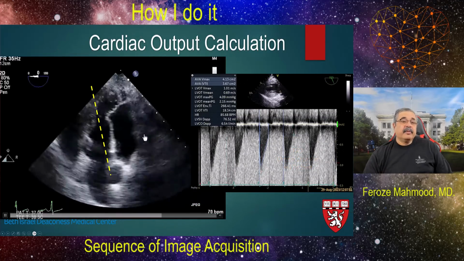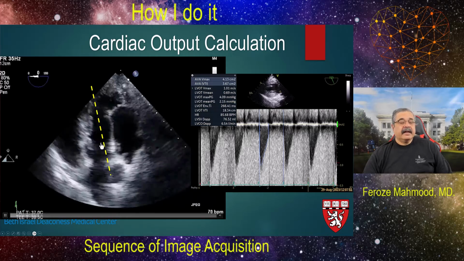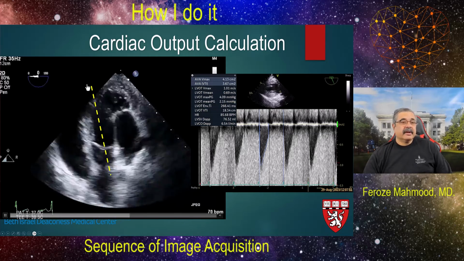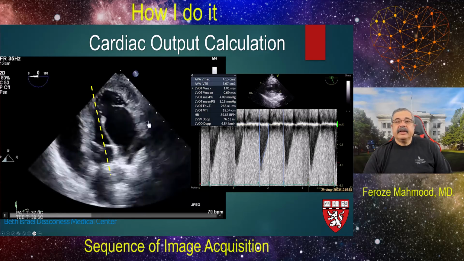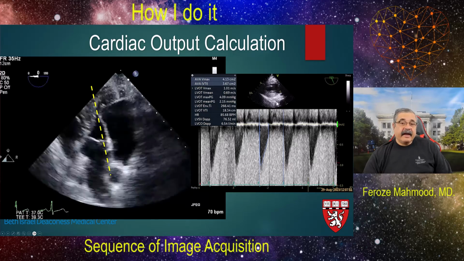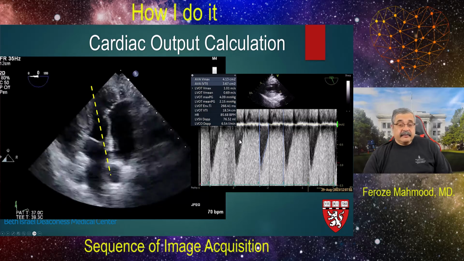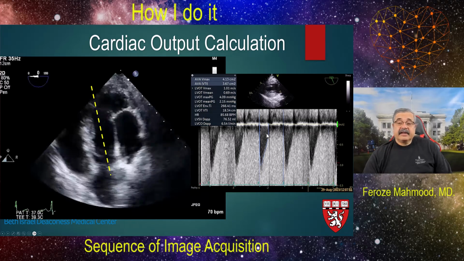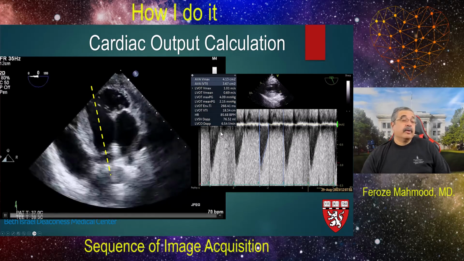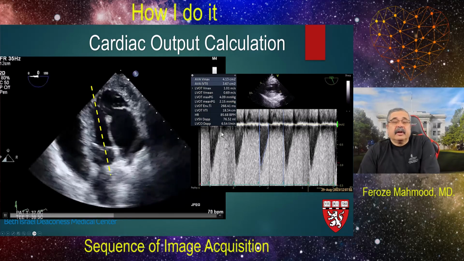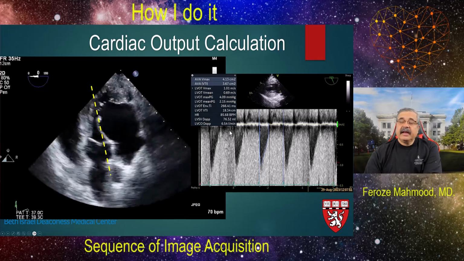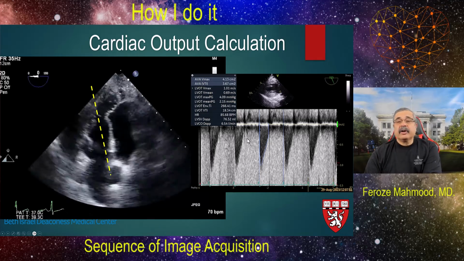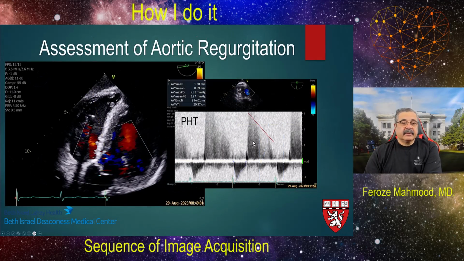At this point, we move into the deep transgastric window and specifically align the pulse wave Doppler parallel with the LVOT to measure not only the aortic valve area, if I have to, and the stroke volume by doing the VTI across the LVOT, and estimate the cardiac output. This is one of the most important quantifications that can be performed regarding the systolic function and the left ventricular performance: the stroke volume and cardiac output calculation.